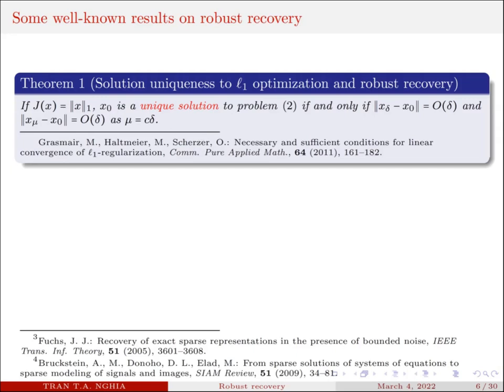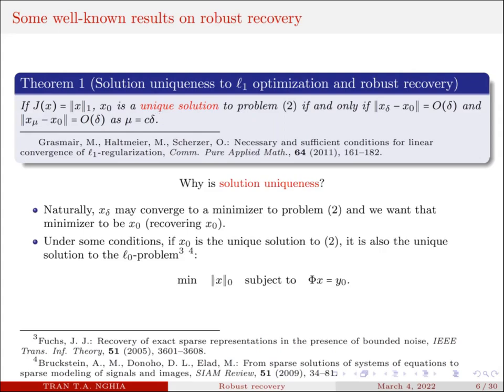When we read this theorem, the biggest question for me is, why do we need a unique solution? I have two reasons, and they are very natural. The first thing is, look at the solution X delta right here. X delta is the solution of an optimization problem, and it is very natural that it converges to a solution of the original problem. You do not want that solution to be different from X naught. You really want to recover exactly X naught, and that is the reason why X naught should be a unique solution for the original problem.